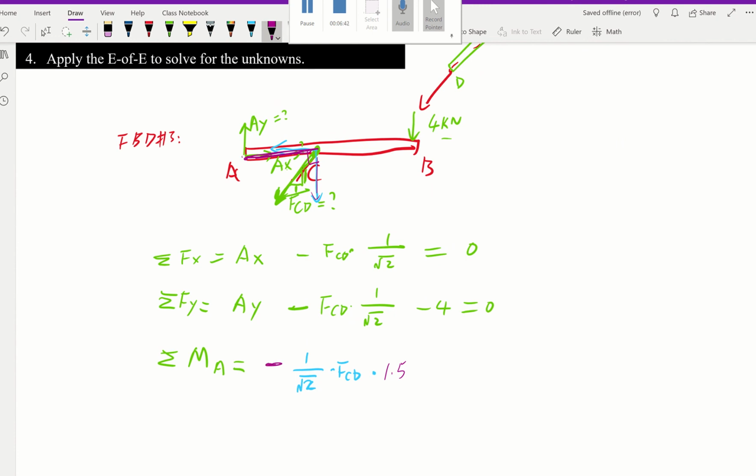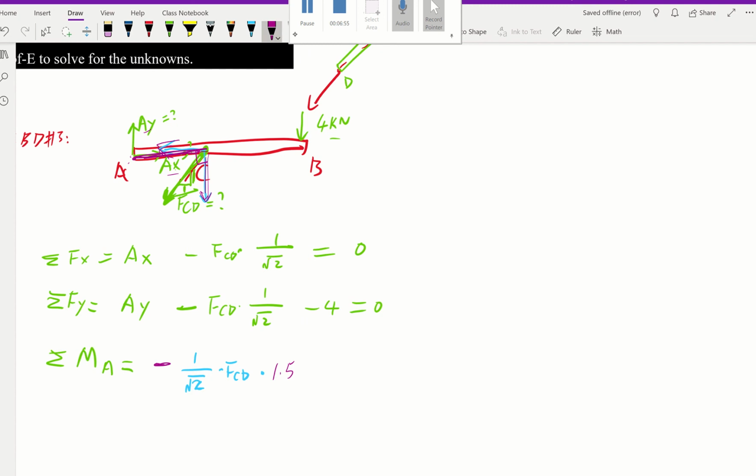So far we have worried about AX and AY rotating about A, equal to 0. We're also thinking about FCD's X direction rotating about A, equal to 0, and we did FCD's Y rotating about A right here. So that's going to be FCD Y direction rotating about A.